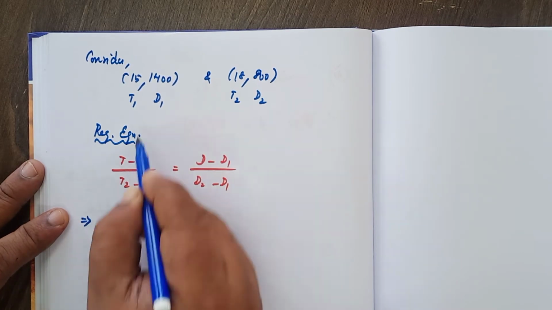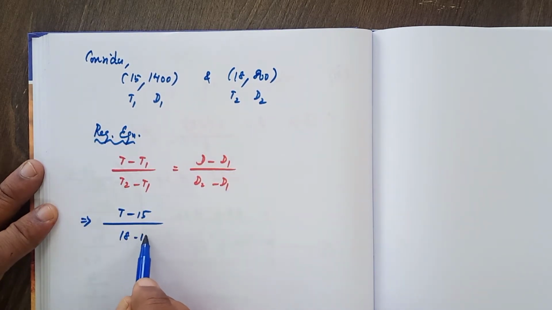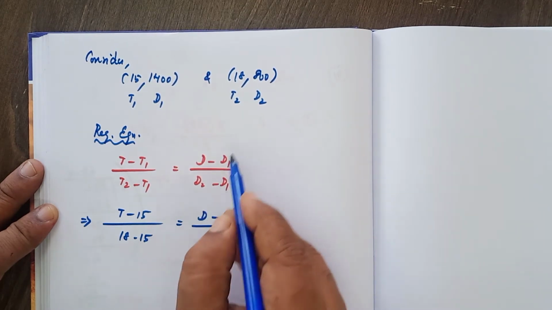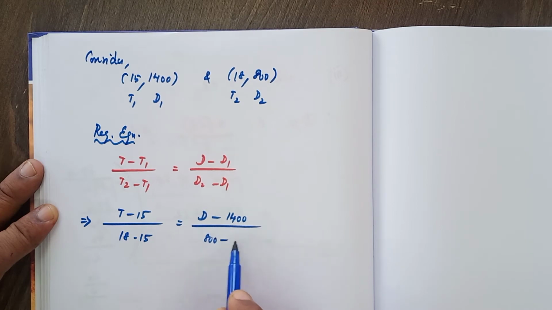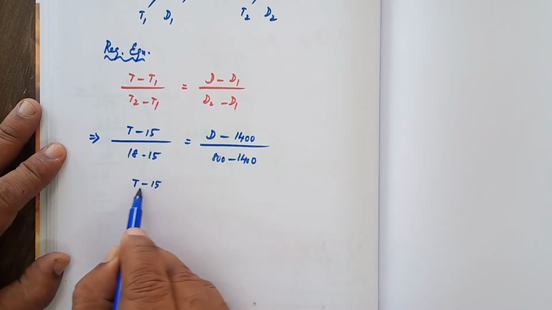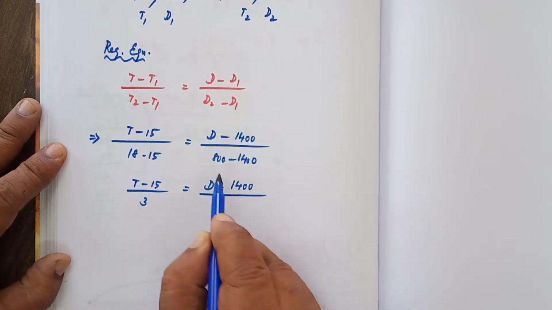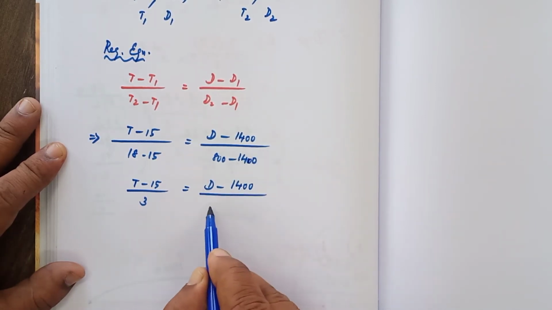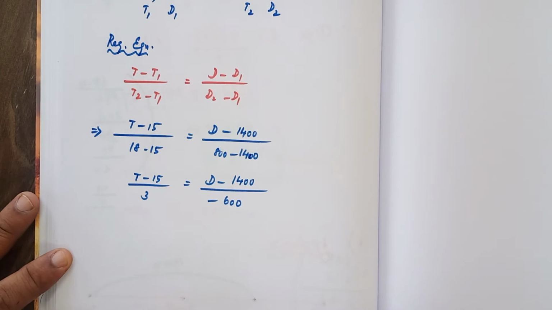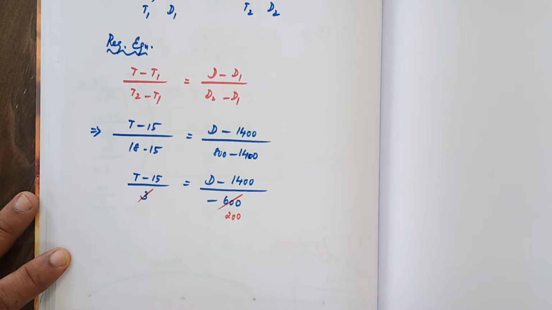t minus t1, that is t minus 15, divided by t2 minus t1, 18 minus 15. d minus d1, that is d minus 1400, divided by d2 minus d1, that is 800 minus 1400. So t minus 15, write as it is, 18 minus 15 is 3. d minus 1400, write as it is, 800 minus 1400 is minus 600. Now we can simplify by the 3 table. How many times? 200 times. That is minus 200.